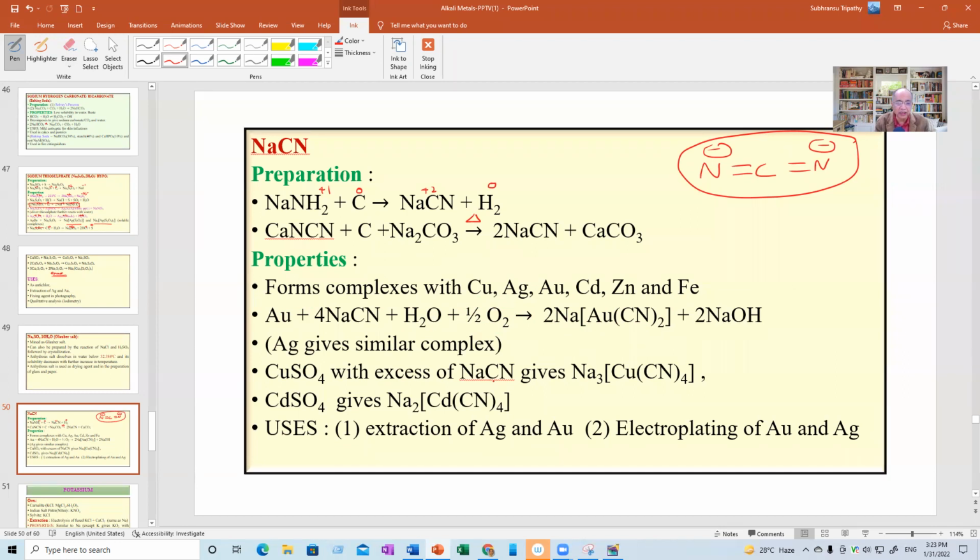Copper sulfate with excess NaCN will also produce this one. We'll be studying the details in the copper chemistry in class 12. It first produces cupric cyanide, just the way you found in the thiosulfate complex. First cupric, then cupric becomes cuprous, and with excess NaCN it forms this +1 complex. Cadmium sulfate gives a +2 complex, as it doesn't have variable valency. This is the cadmium complex. Sodium cyanide or potassium cyanide is used in extraction of silver and gold, and electroplating of gold and silver.